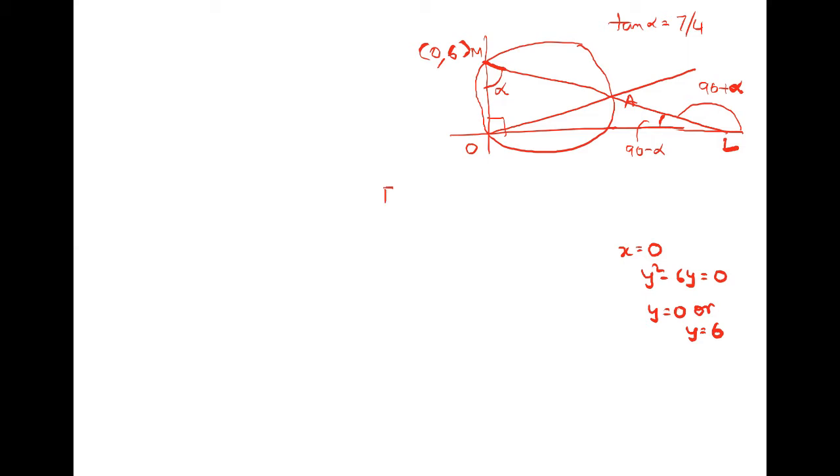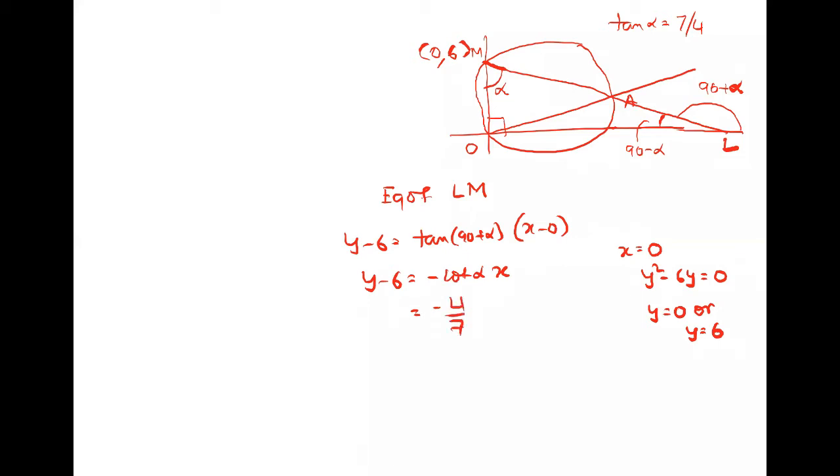Equation of LM. Equation of LM is what? y minus 6 is equal to tan of 90 plus alpha, the slope, times x minus 0. We get y minus 6 equal to minus cot alpha x. But tan alpha is 7 by 4, so cot alpha is 4 by 7, and y minus 6 equals minus 4 by 7x. So y is equal to minus 4 by 7x plus 6.